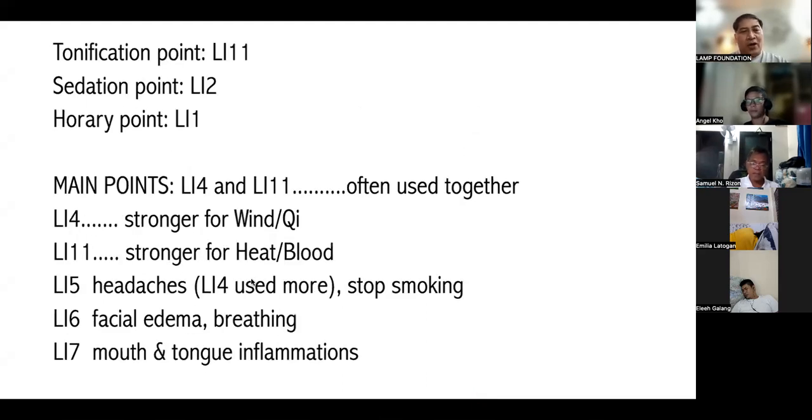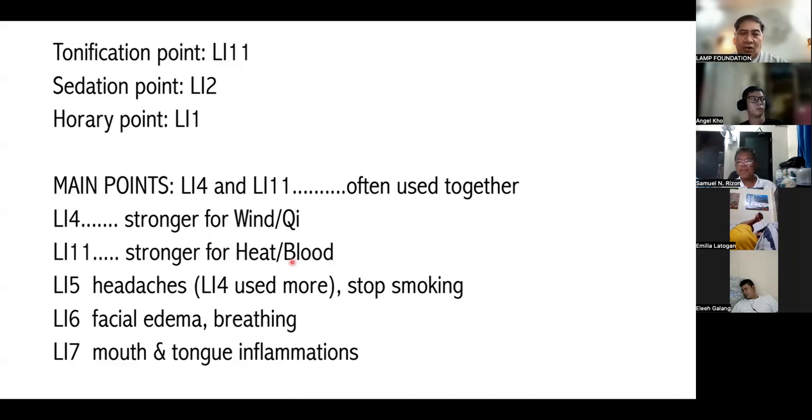Now, let's do a little roundup, no? Hindi pala little. Tonification point, as we said earlier, is LI11. Sedation point is LI2. Horary point is LI1. Memorize mo na kahit iba yung points. The main points are LI4 and LI11, which are often used together. Di ba? Yung isa pang tanggal ng wind, yung isa pagbabad. Okay, LI4, stronger for wind or chi. LI11, stronger for heat or blood.